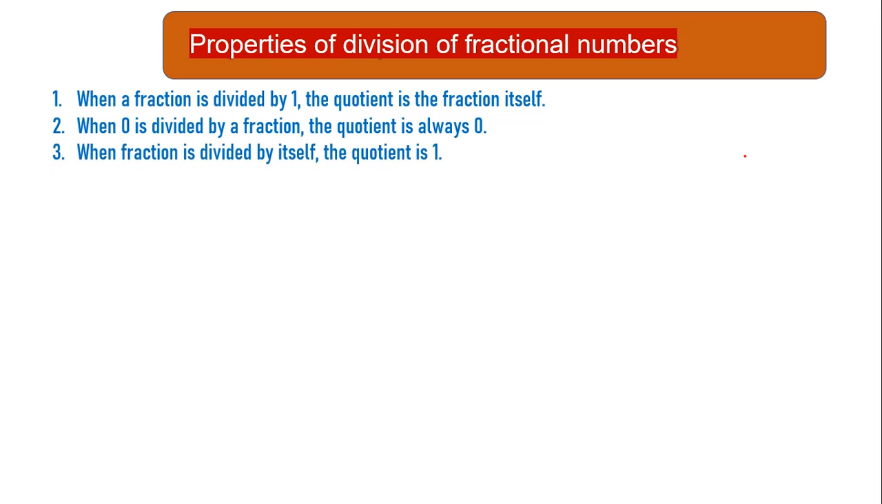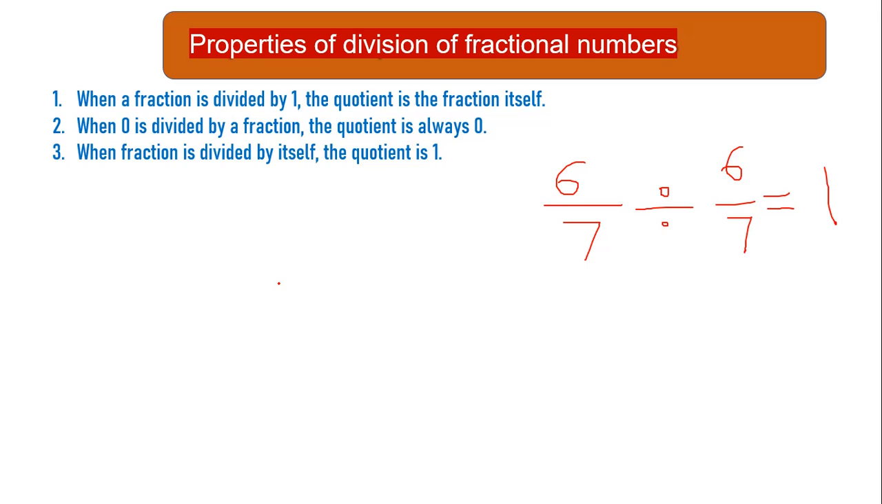Third one is when a fraction is divided by itself, the quotient is 1. So we already know that 2 divided by 2 is 1, 5 divided by 5 is 1. Same way here also, you take any fraction, for example 6 by 7, divide this fraction 6 by 7 by the same fraction, that is 6 by 7, you will get quotient as 1. This way these three properties will help us to calculate the division problems of fractions.